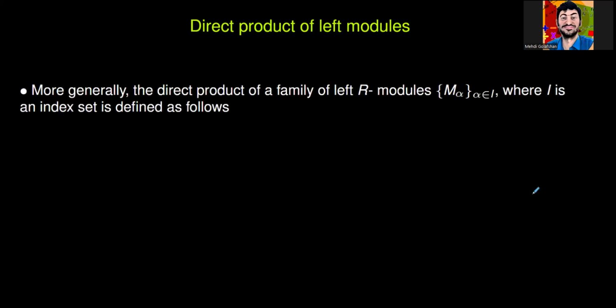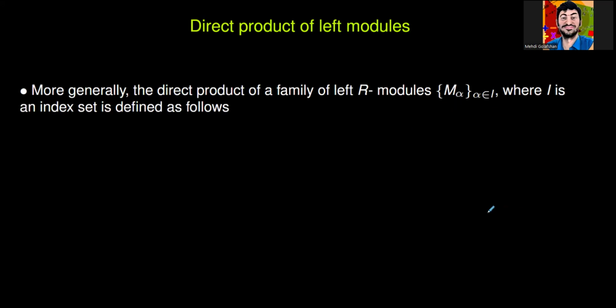Similarly, we want to generalize that. For any family of left R modules, we can define the direct product. So let's see how we can define it. More generally, consider a family of left R modules M_alpha, where alpha belongs to some index set I. This index set I can be finite, or infinite, countably infinite or otherwise. It doesn't matter.